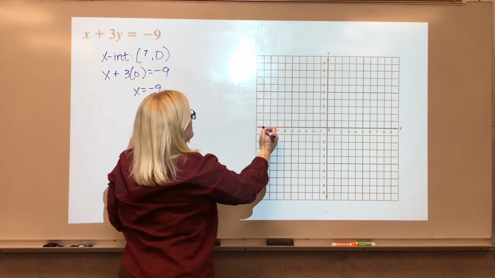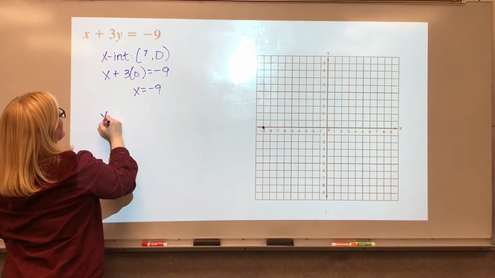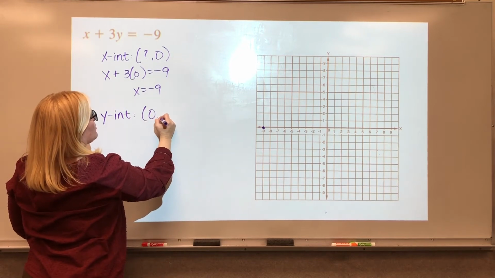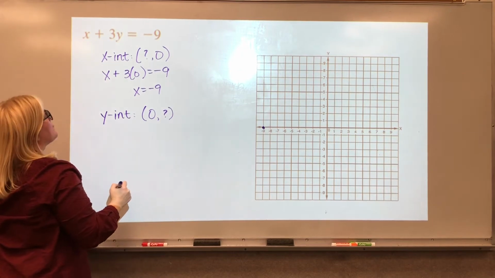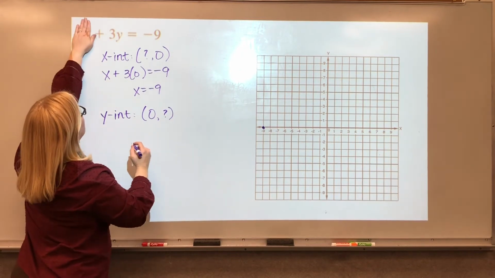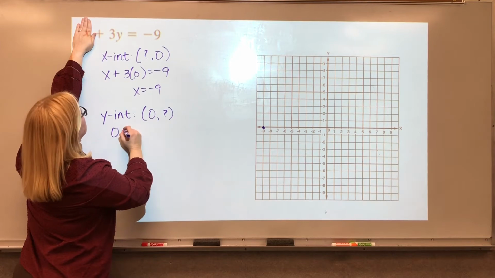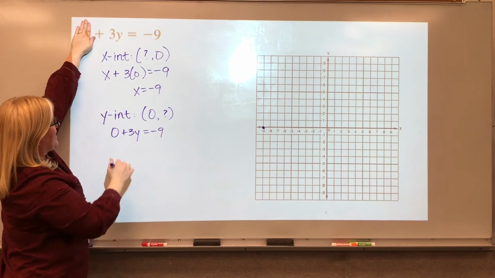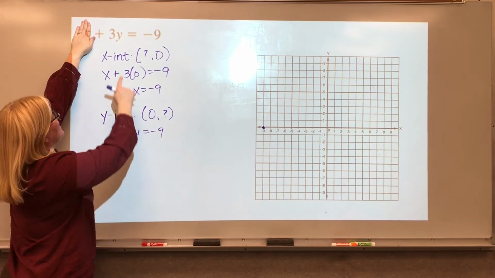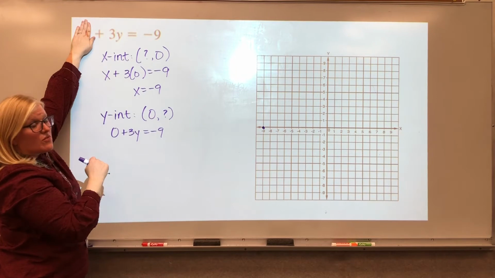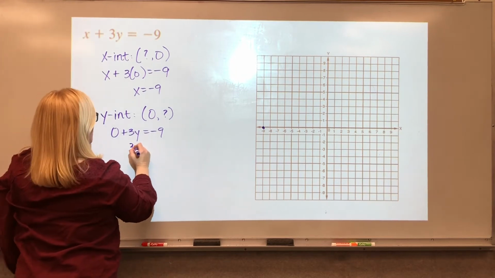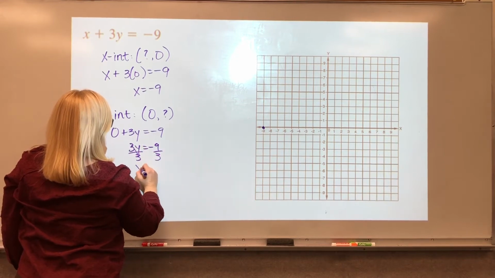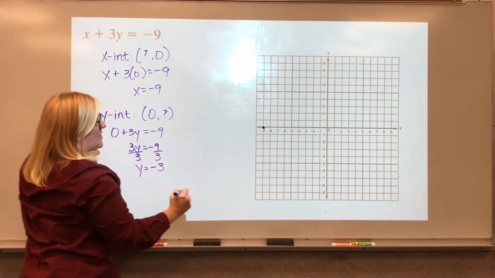Let's clear down here. Okay, my y-intercept, remember, x is 0, y is I don't know yet. And when I plug in 0 for x, I get 0 plus 3y equals negative 9. This is what I have. So y is negative 3. So I keep going here. Y equals negative 3.